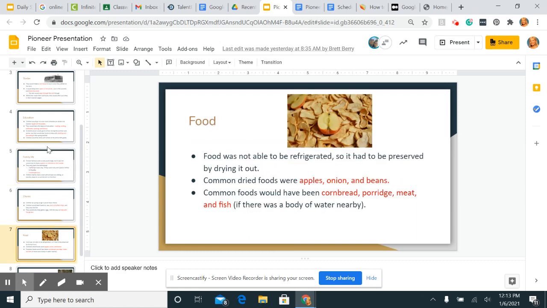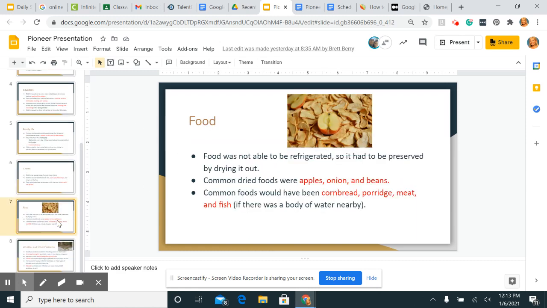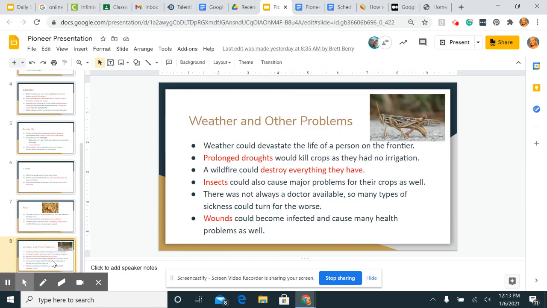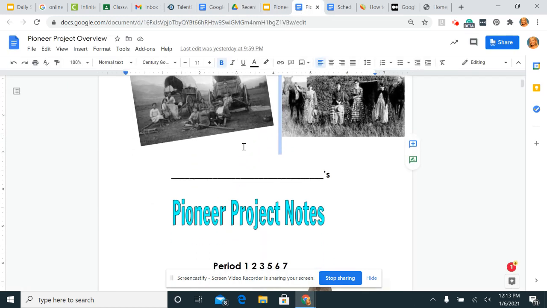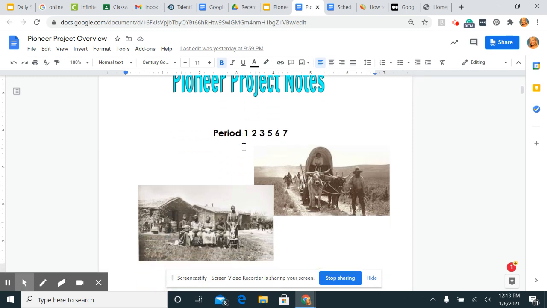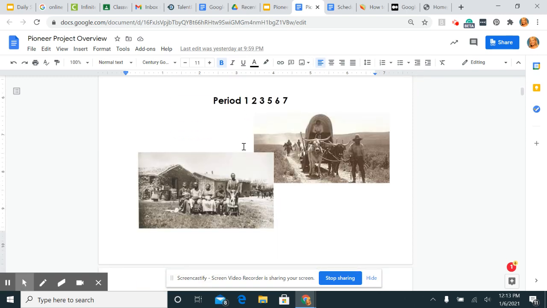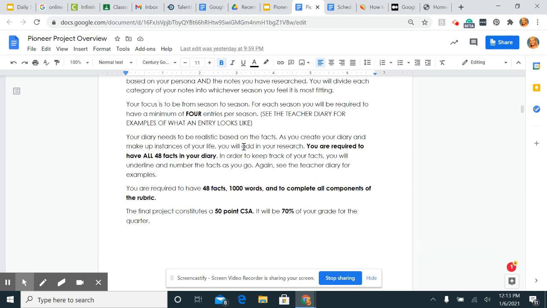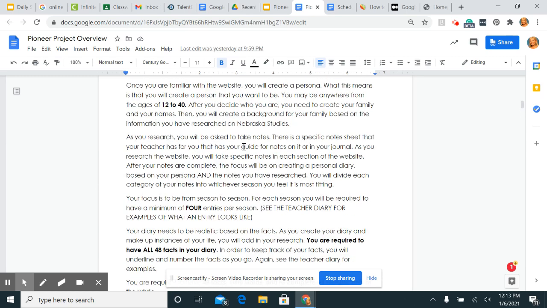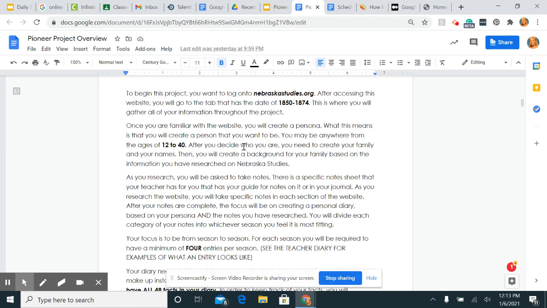So that's the first thing that you want to do, just become familiar with what it was like for pioneers in different aspects of their life and write down some notes from the important information. The next thing that we went over today was the Pioneer Project itself. This document is what you're going to want to use to guide you through completing this project.